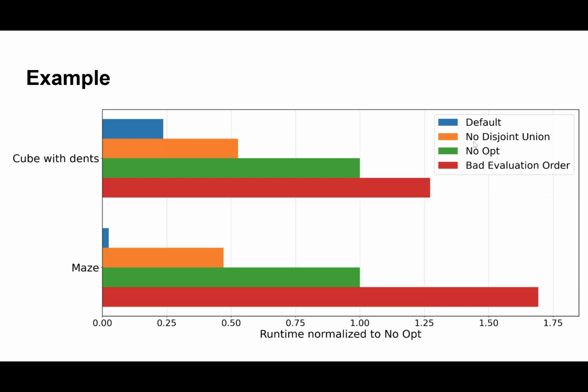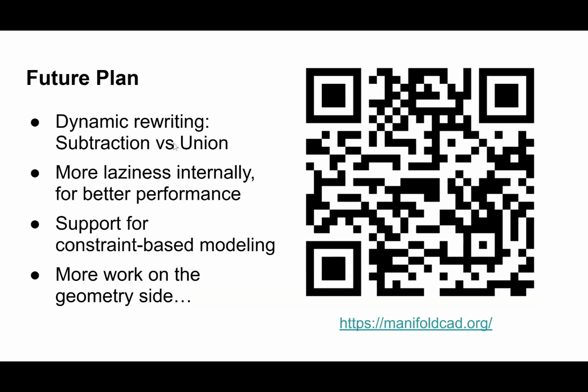And if we disable disjoint union, it becomes a lot slower, especially for the maze model, because most of the tubes are disjoint, so you can optimize a lot from that. And then if we change the evaluation order to a pretty bad one, for example, we are currently unioning the negative operands first, and then subtracting from the positive part. But if we change it to keep on subtracting, then it can get pretty slow, slower than without any optimization.